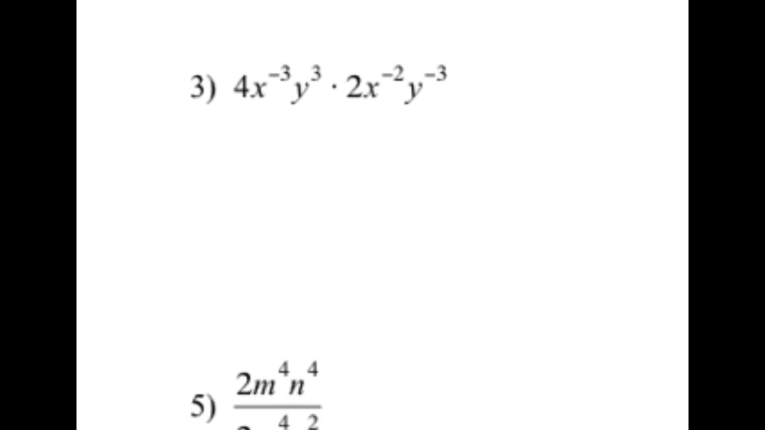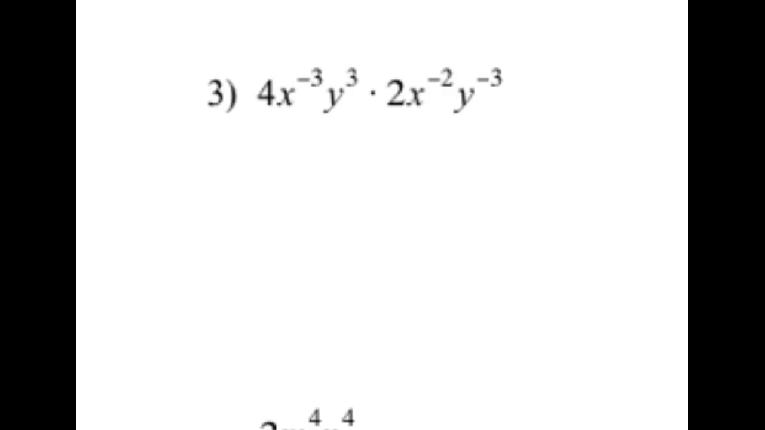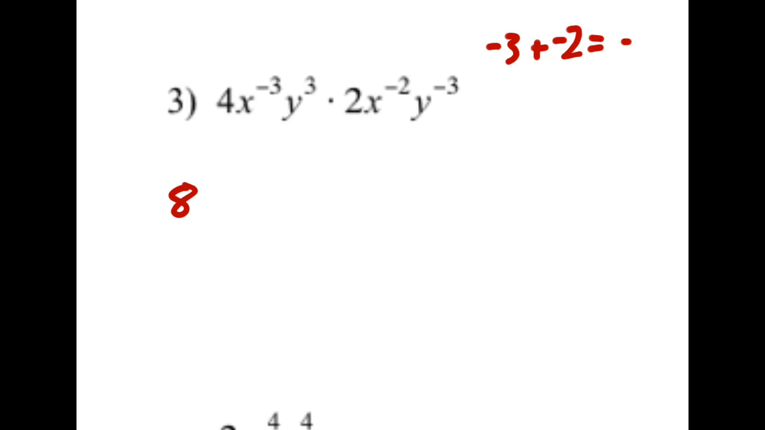Number 3 is not multiple choice. Number 3 you just have to try on your own. We have 4 times 2. So we're multiplying there. They're just regular coefficients. You multiply the coefficients, you add exponents. So here we have 8. 4 times 2 is 8. Negative 3 and negative 2, we're adding those. So negative 3 plus negative 2, that's negative 5. So that's x to the negative 5.